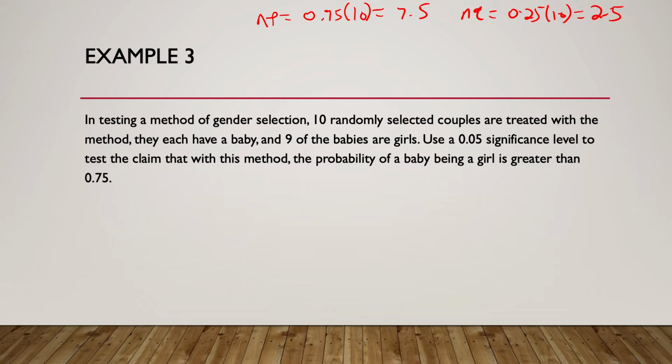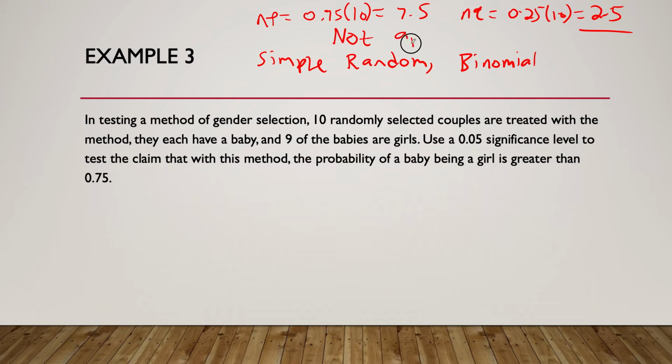Despite the fact it's a simple random sample, it's still a binomial experiment, right? But we cannot say the approximately normal requirement due to this 2.5. So it's not approximately normal, and as such, we should not even be using this. But I'm going to just continue running the test just for the sake of an example of it.